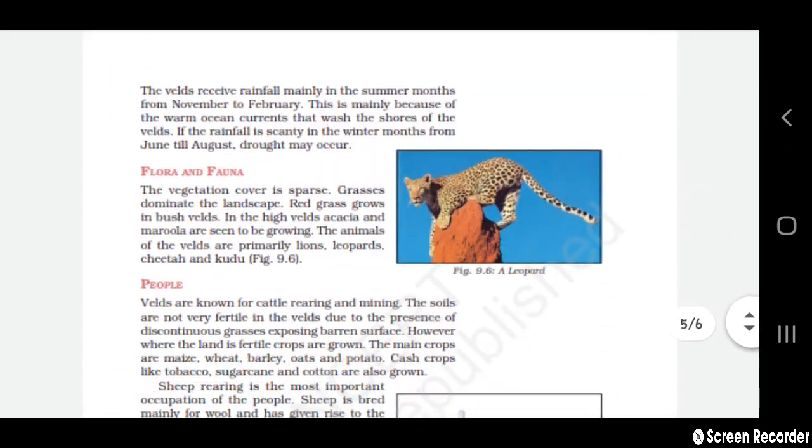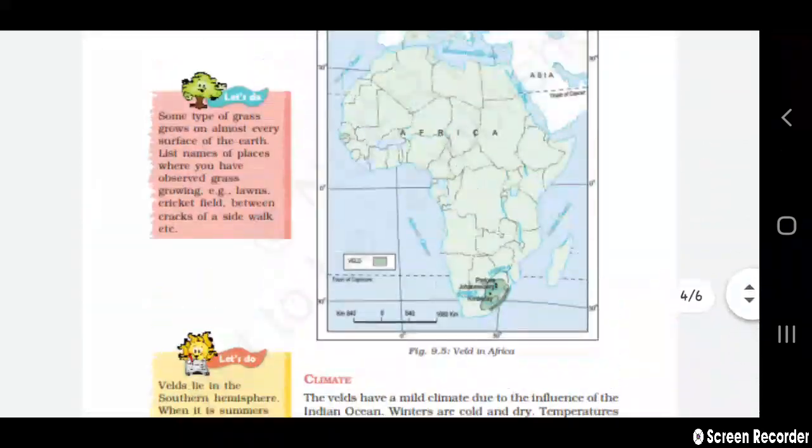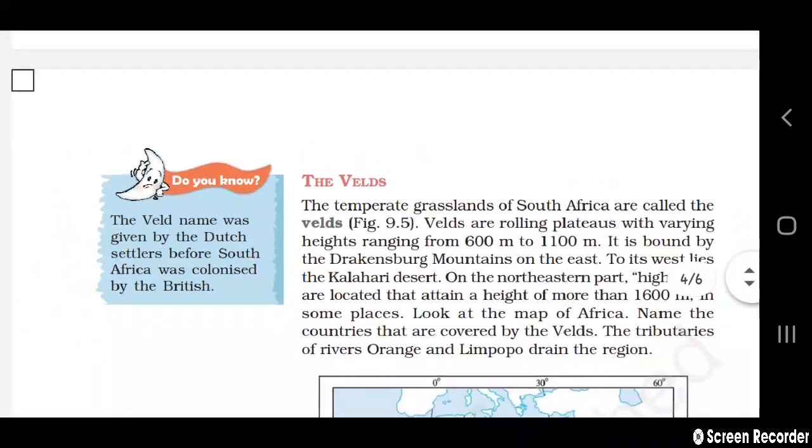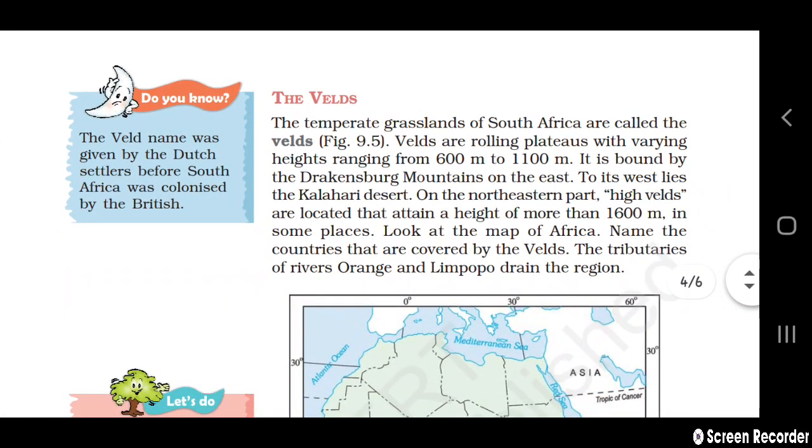Next, the Veld. The temperate grasslands of South Africa are called the Veld. Now let us come to South Africa. The Veld are rolling plateaus with varying height. They have a height ranging from 600 meters to 1100 meters.